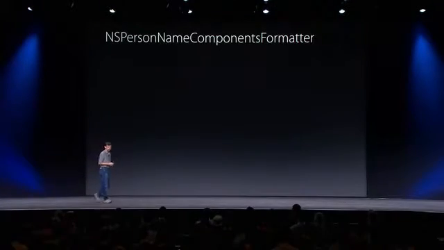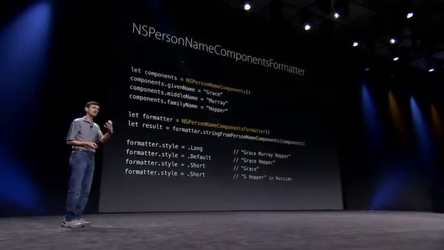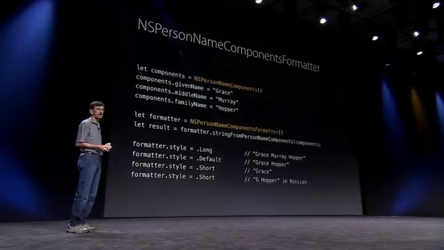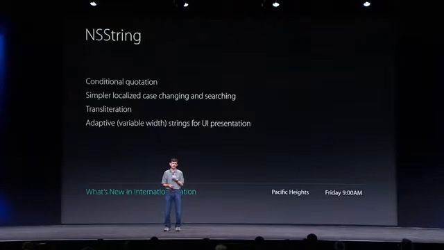NSPersonNameComponentsFormatter. It enables proper localized formatting of names. If you ask for short, but in some other language, you might get a totally different form of the name, depending on rules of localization for that language. It isolates you from complexities of writing world-ready applications. You can learn about the PersonNameComponentsFormatter, as well as all of these facilities and more, in What's New in Internationalization.